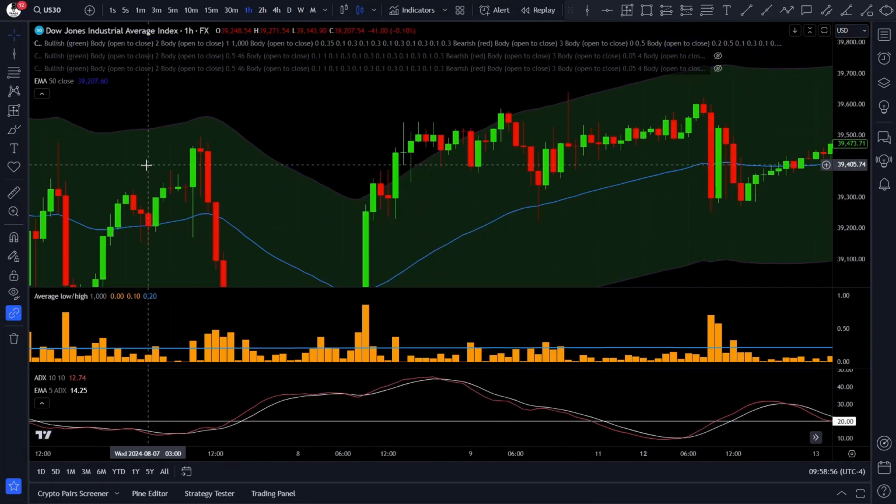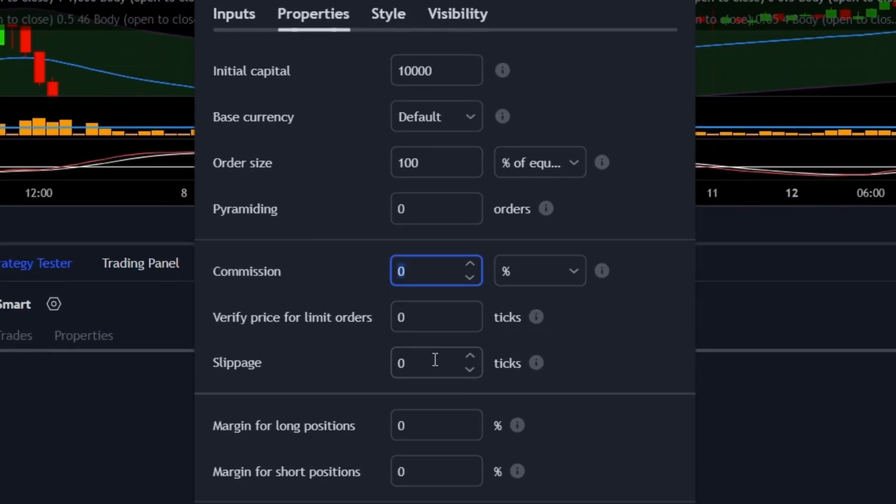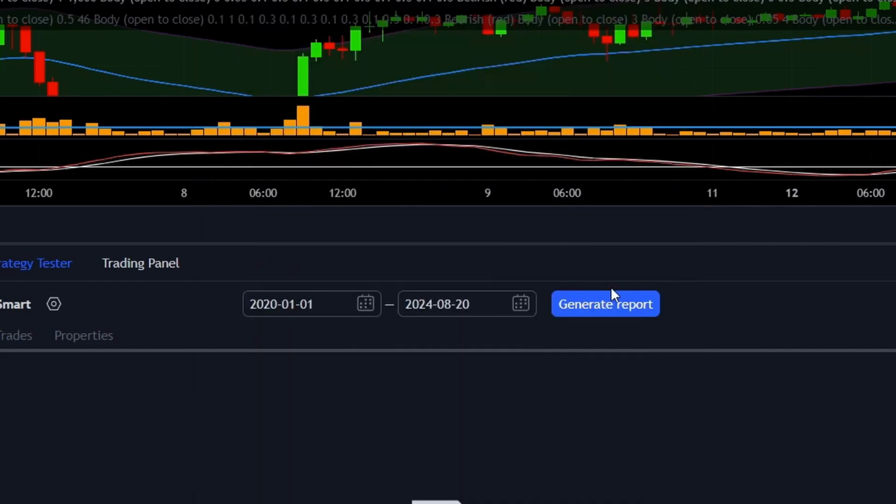So now let's see the results. For position sizing, I am using a 1% risk per trade. So basically we risk 1% of the total capital on each trade. I didn't apply any commissions as I just wanted to show you how the original strategy performs. The backtest time interval will be the last 4 years.